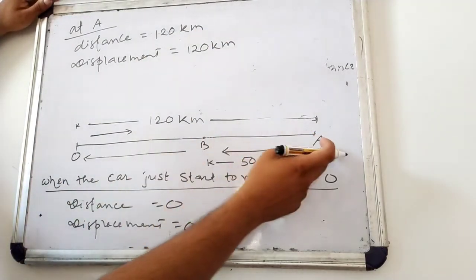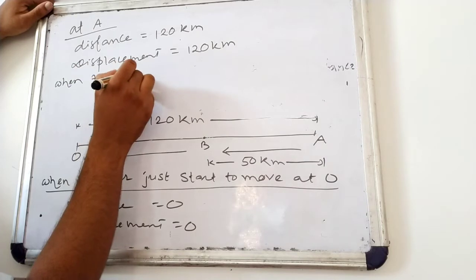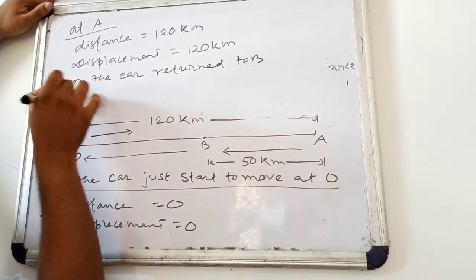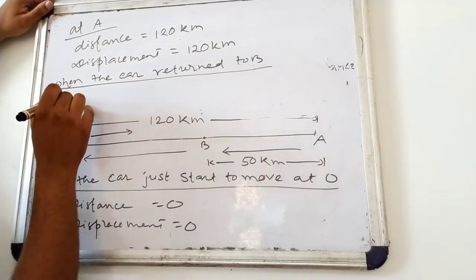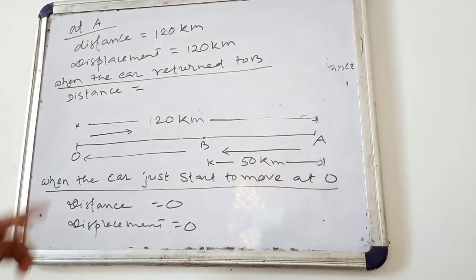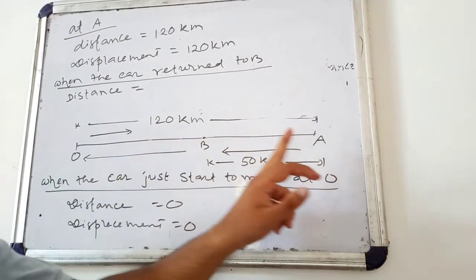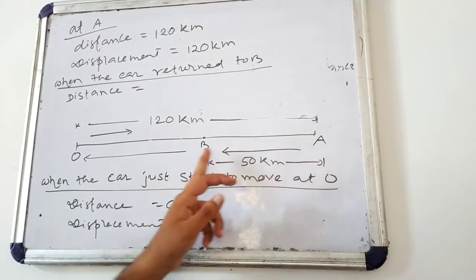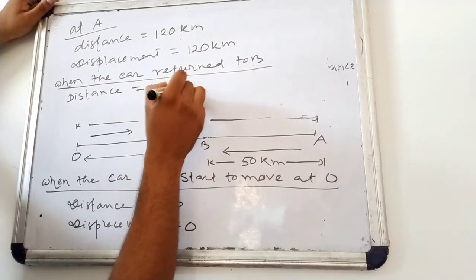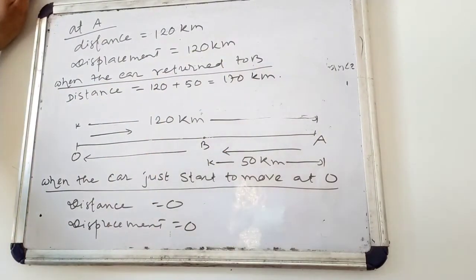So next point, when the car returns to B, in this case what will the distance be? First the object travels from O to A, a distance of 120 km, and then returns from A to B. A to B it again travels 50 km. So the total distance will be 120 plus 50 equals 170 km. This will be the distance.